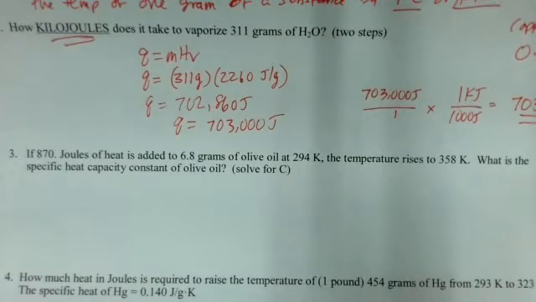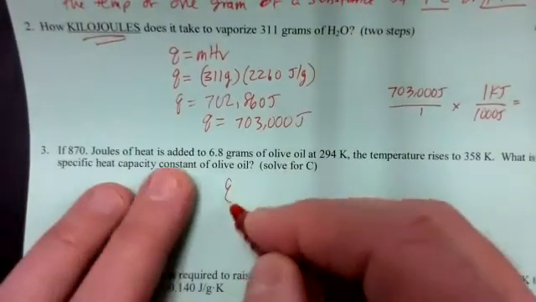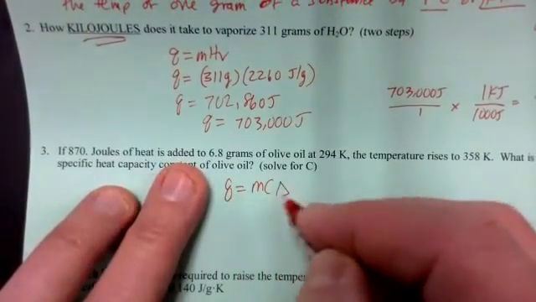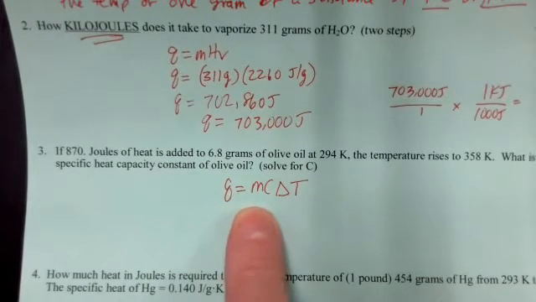Ooh, this is tricky business, right? How the heck are we going to figure this out? Well, we have a formula, Q equals mc delta T. And what this means is Q, which is the heat energy in joules, is equal to the mass, in this case it's going to be the mass of olive oil, times a constant called the specific heat capacity constant.